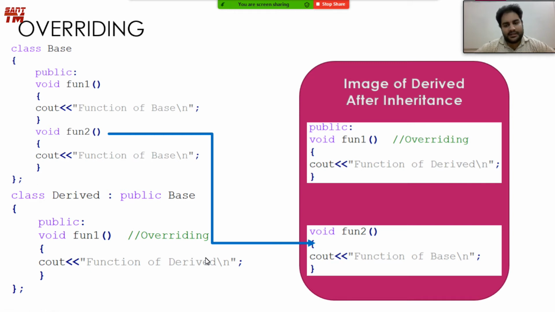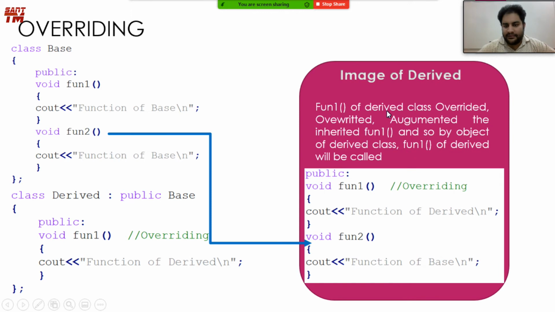When two or more functions with the same name come in a class after inheritance from some other class, then overriding will play. So what happened exactly? Fun1 of the derived class overrode the inherited fun1, and so by an object of the derived class, fun1 of derived will be called. That means if we create an object of the derived class, say derived D, we have created an object D, then if we write D.fun1, then what will happen? The fun1 of this own derived class will be called, because fun1 of the base class which was copied here after inheritance has vanished due to overriding.